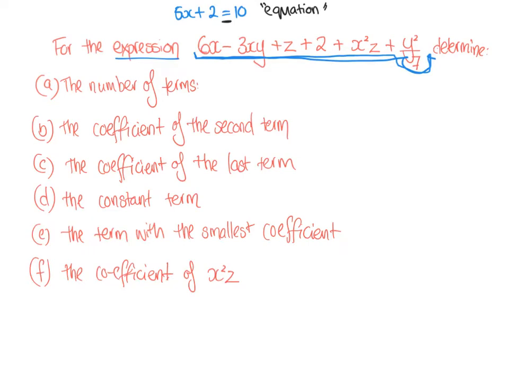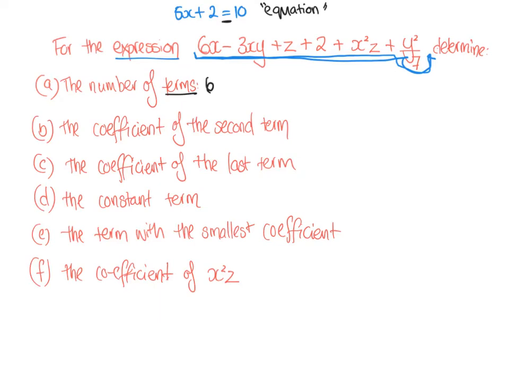All right, so let's look at our first question, A. It says, let's find the number of terms. So I'm finding the number of terms here. If I have a look, I've got 1, 2, 3, 4, 5, 6. So I'm going to say there's 6 terms in this expression. All right, the coefficient, let's go to the next question.